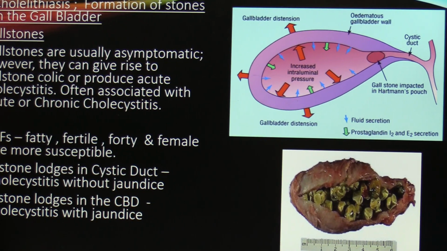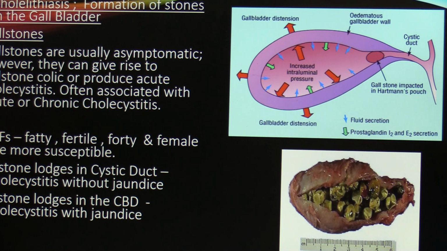Now when we are talking about the gallbladder, the most important applied aspect is cholelithiasis. Cholelithiasis is nothing but formation of stones in the gallbladder. So what are gallstones? Usually the patient will not have any symptoms, they are asymptomatic. However, whenever they give rise to gallstone colic, they produce acute cholecystitis. So it can be acute or chronic cholecystitis, and we have to remember the 4 F's. That means gallstone colic, or acute cholecystitis, is common in the 4 F's: fatty, fertile, female or 40. So they are more susceptible.